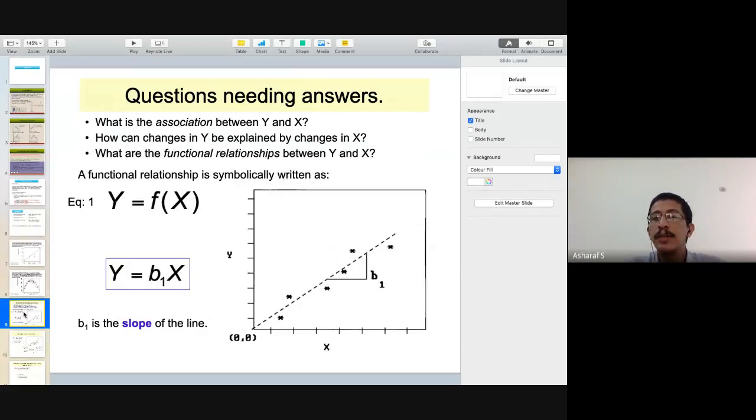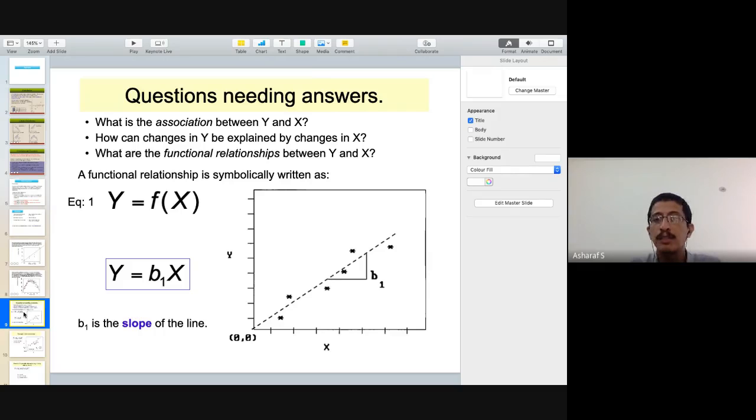What is the association between y and x? y is the dependent variable and x is the independent variable. How can change in y be explained by changes in x? What is the functional relationship that exists between y and x? That's the question, and it can be mathematically modeled. Regression gives you the answer. Regression tells you how to mathematically model the relationship that exists between dependent variables and independent variables, if such a relationship does exist.